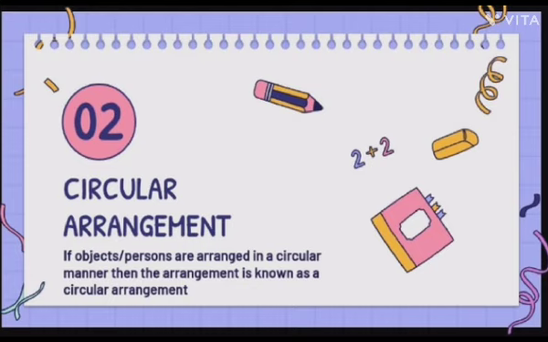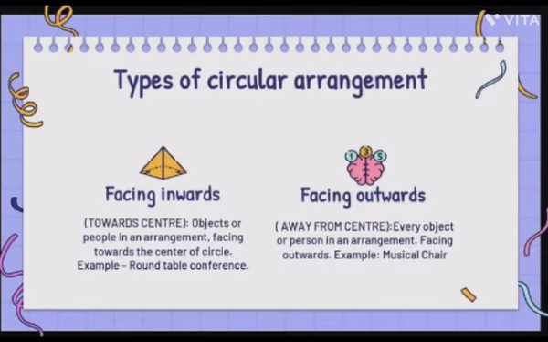If objects or persons are arranged in a circular manner, then the arrangement is known as a circular arrangement. There are two types of circular arrangement. Facing inwards towards center: when objects or people in an arrangement are facing towards the center of the circle, then it is known as facing inwards circular arrangement. For example, a round table conference.